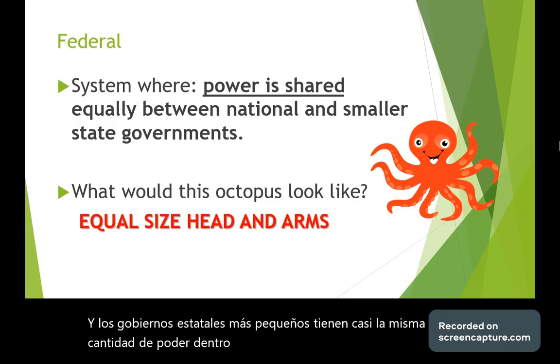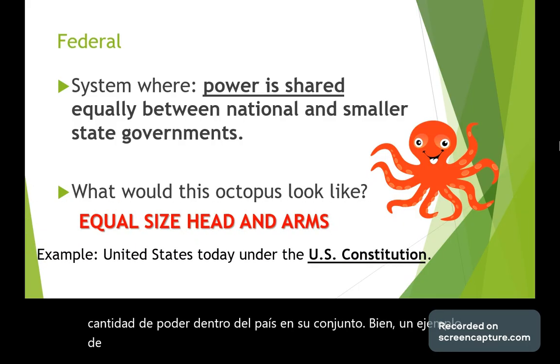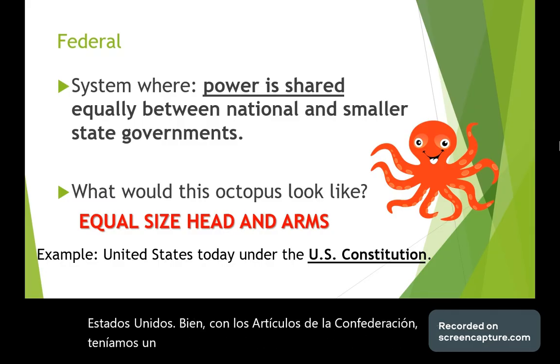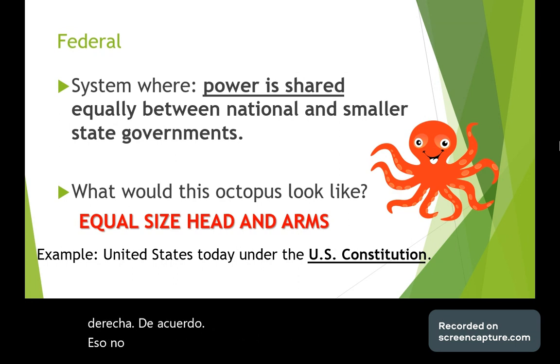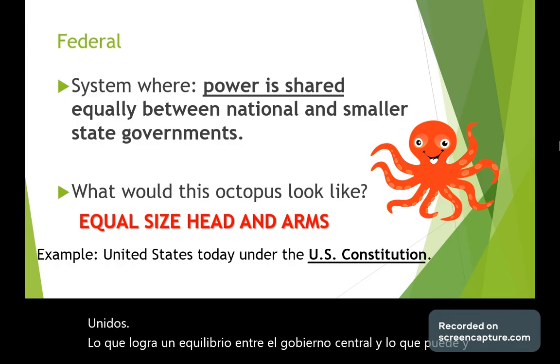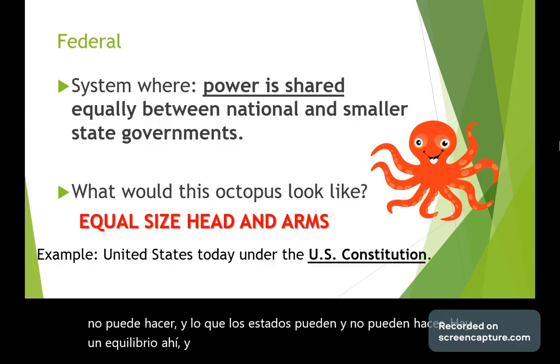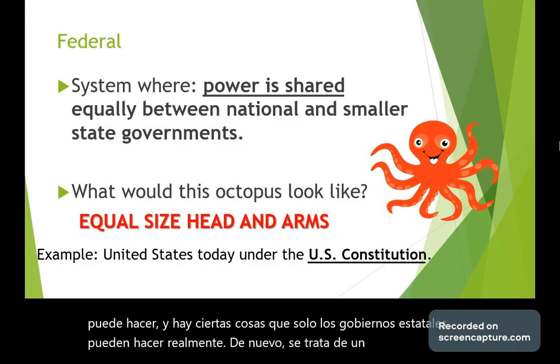So an example of this would be the United States today under the U.S. Constitution. With the Articles of Confederation, we had a confederal system. See, confederation, confederal, right? That didn't work. So we moved to the U.S. Constitution, which strikes a balance between the central government and what it can and cannot do and what the states can and cannot do. There are certain things that only the federal government can do, and there are certain things only state governments can do. Again, this is a balanced type of situation.